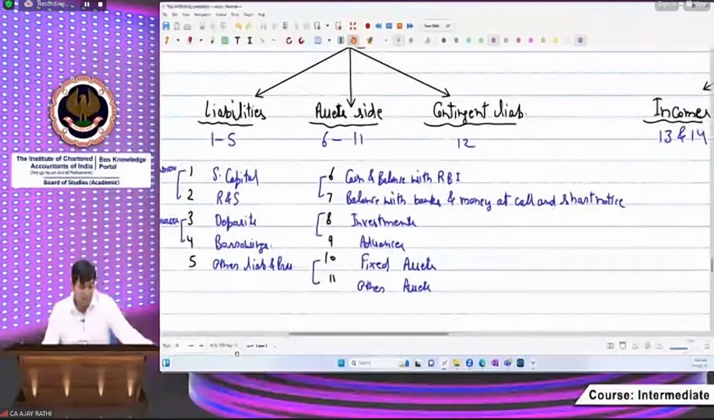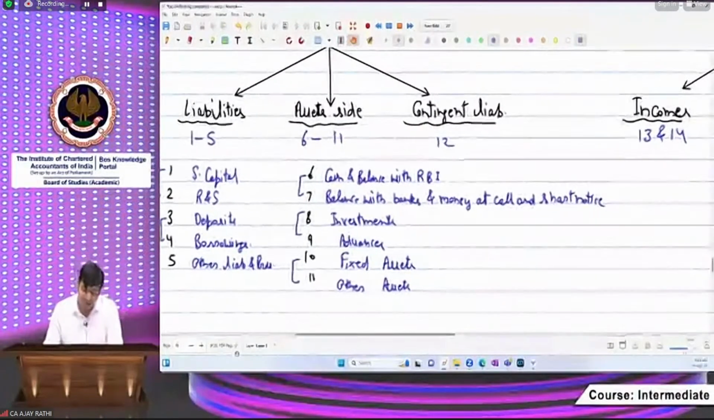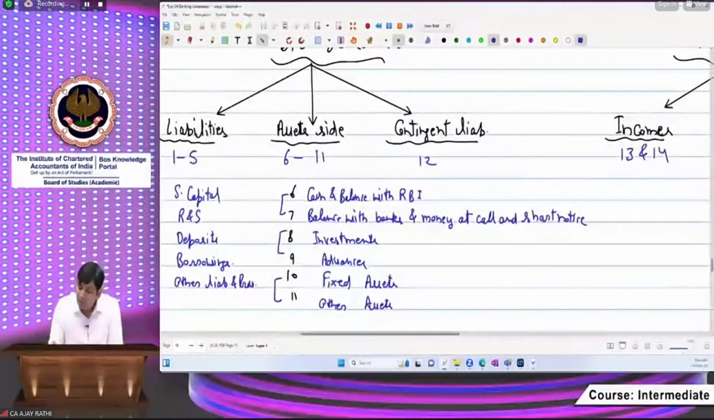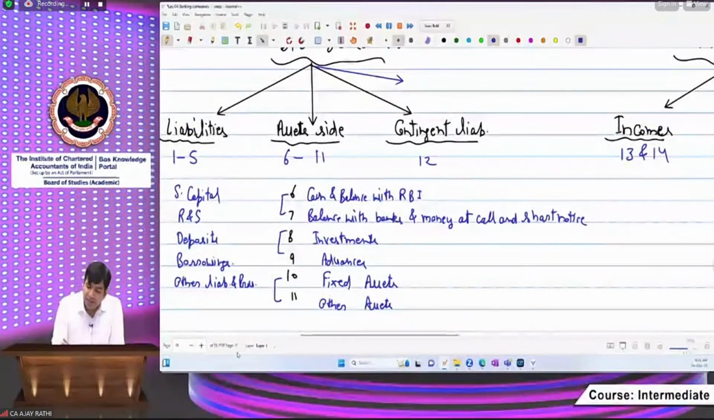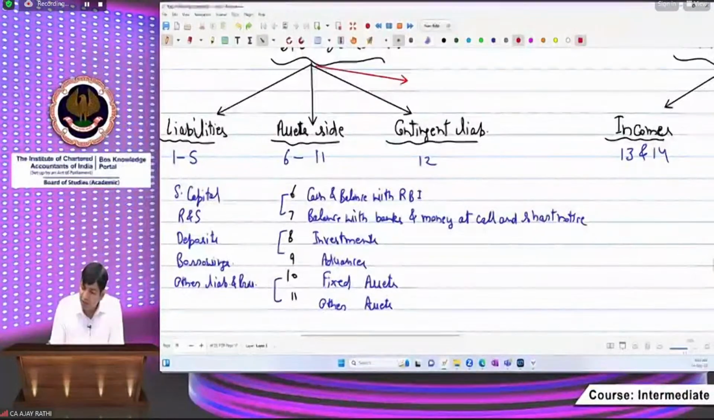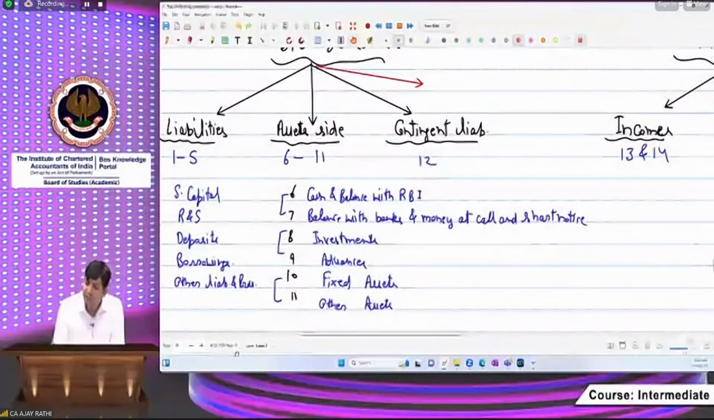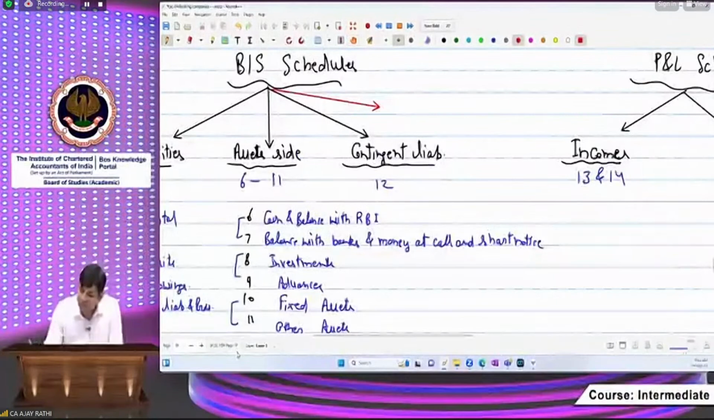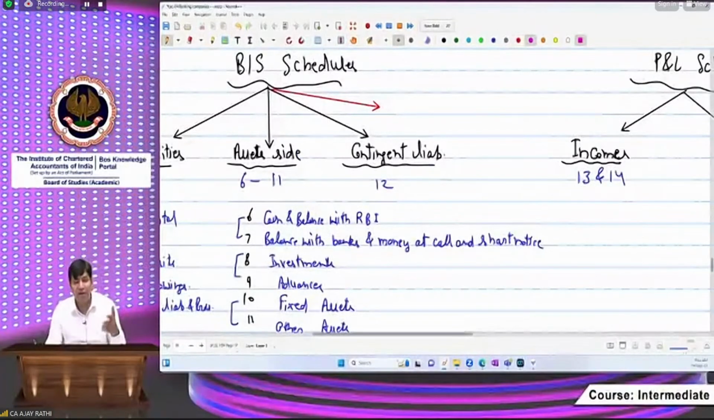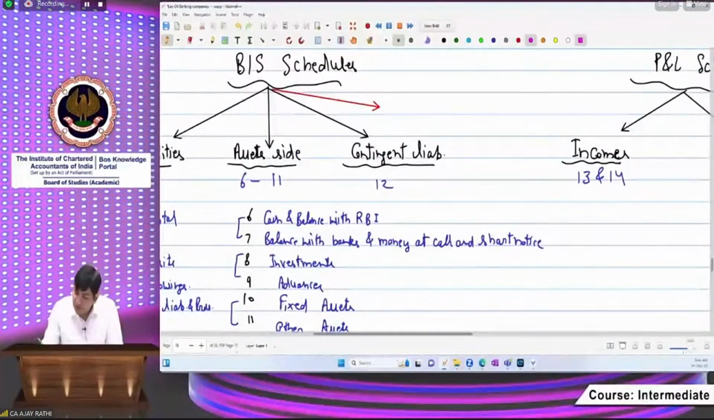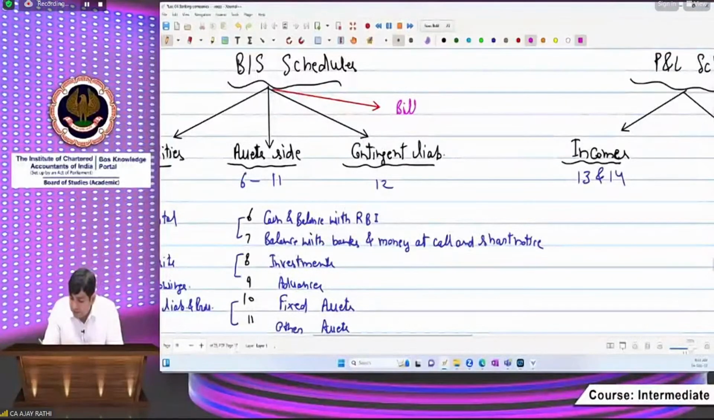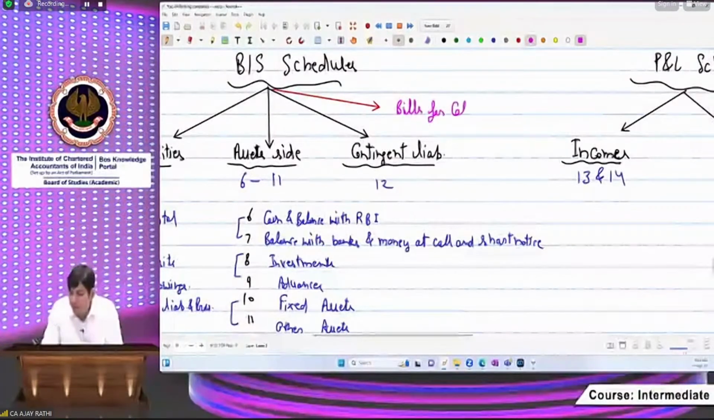And 12 number is there, that is the contingent liability. Another point is also there that has not been given any number. Can I write here? Yes, I am writing here with a different color so that you may be able to remember that such is not having any schedule. And that is what? Bills for collection.